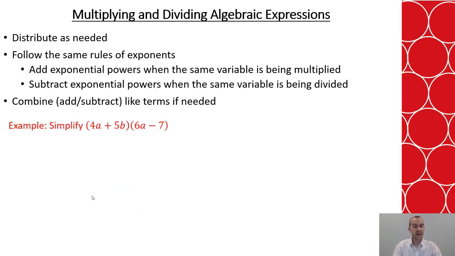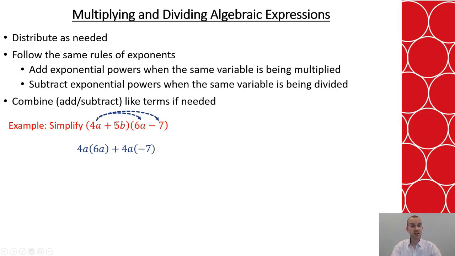Now, what if I have two binomials being multiplied together? I have to remember to distribute to help me out here. So I take my 4a and I multiply it to both terms in the second binomial. So that would be 4a times 6a plus 4a times the negative 7. And again, this was positive, so I make it a positive 4a. This was a minus 7, so I'm going to make it a negative 7 just to keep it simple on where the positives and negatives are.